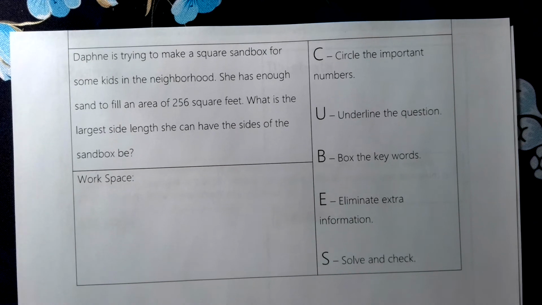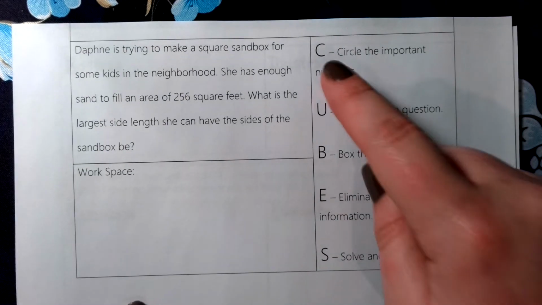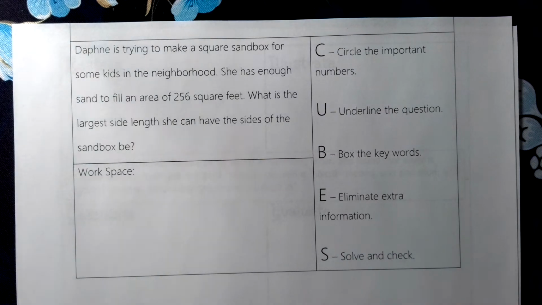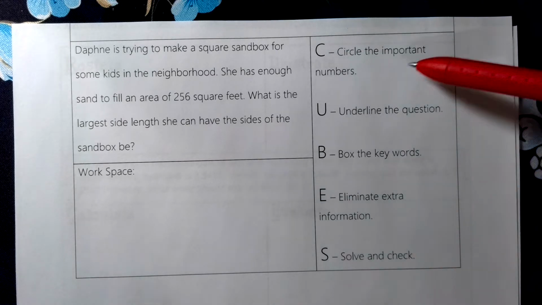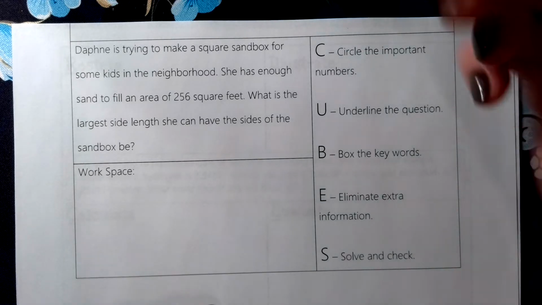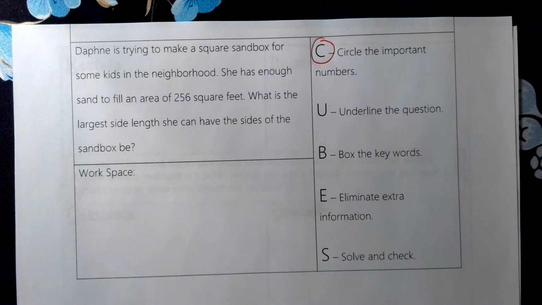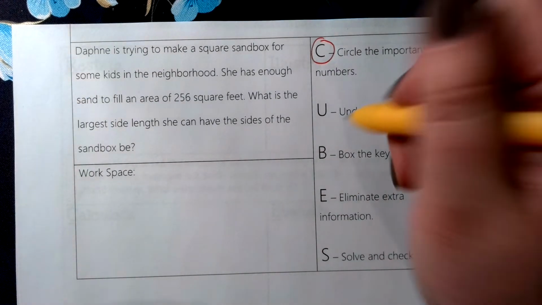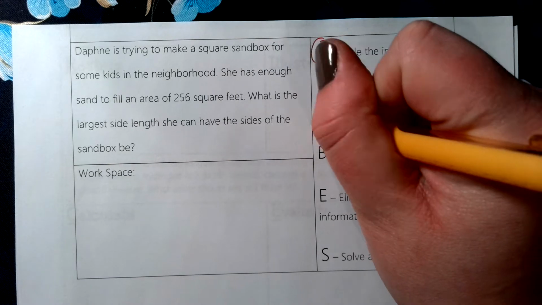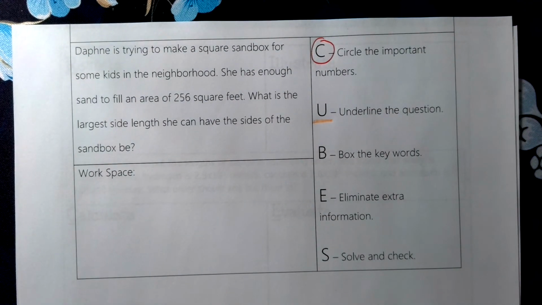Alrighty. So this strategy that we're going to be working on is cubes. You've definitely heard us talk about cubes before. Remember, for the cube strategy, the first thing we want to do is circle all of the important numbers. See, we are circling. U, we're going to underline the question. Underline the question. What are we trying to answer?